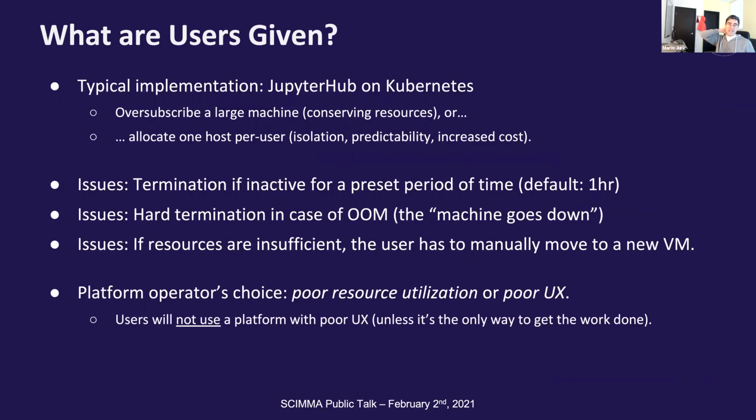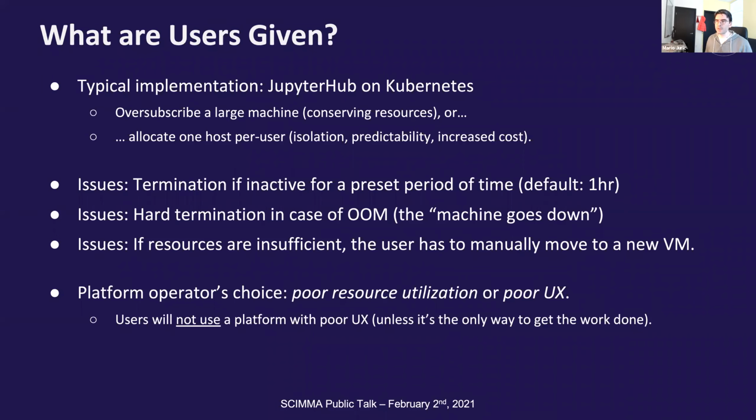So if we look at Jupyter today, and a typical implementation is running JupyterHub on Kubernetes, what are users actually given? We usually deploy these things either by oversubscribing a large machine to conserve resources, or by allocating one host per user to achieve isolation and predictability, but that causes increased cost. So it's usually one of those two options. And depending on which one you choose, there are certain issues with this.